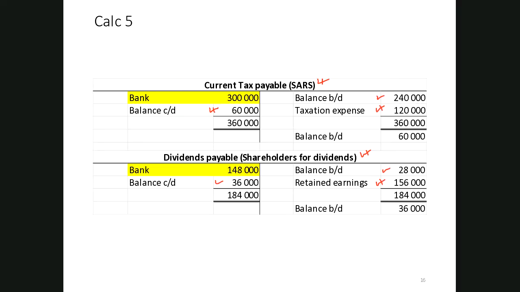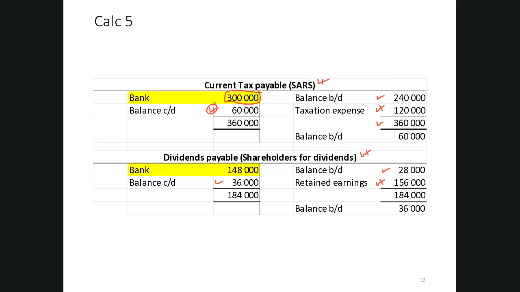So if we just think quickly about the tax amount, the balance at the beginning was 240, plus we owe another 120 tax for the year, meaning we owed a total of 360. At the end of the year, we still owed 60,000, which means we must have paid 300,000 worth of tax.